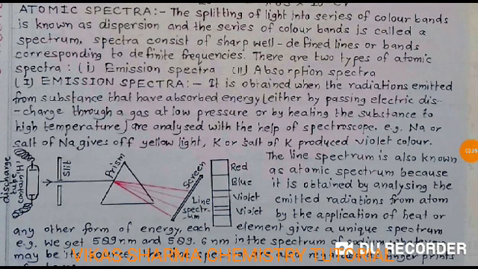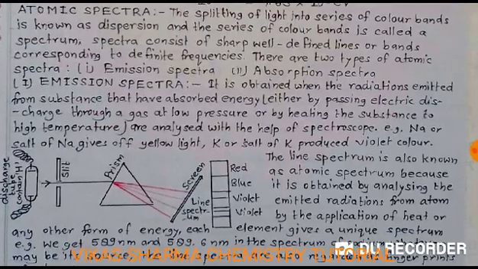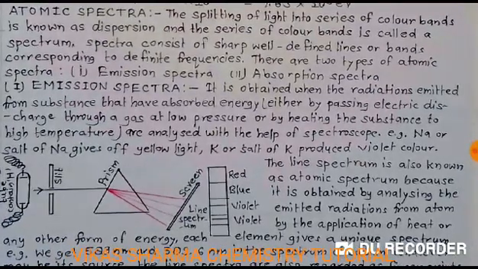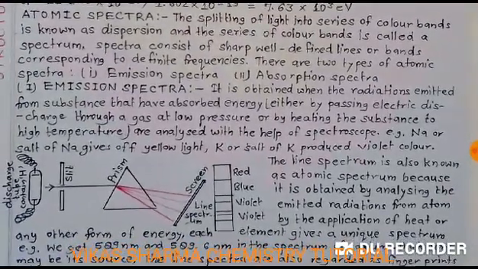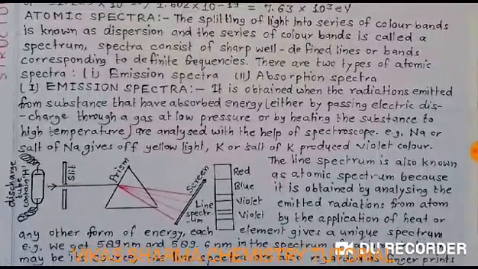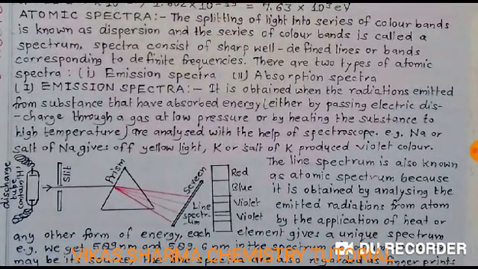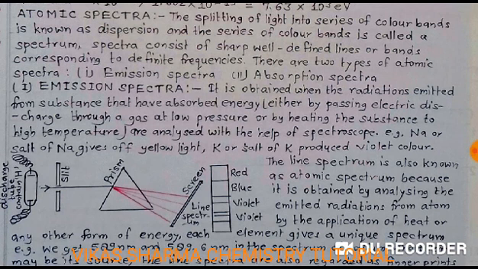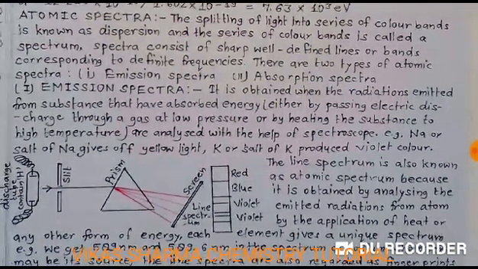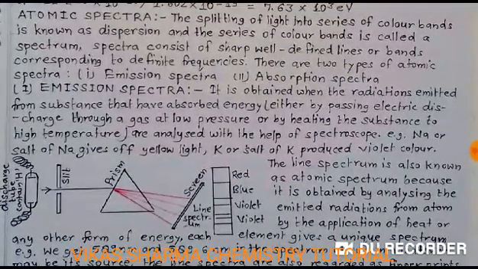The splitting of light into a series of color bands is known as dispersion, and the series of color bands is called a spectrum. Spectra consist of sharp, well-defined lines or bands corresponding to definite frequencies. There are two types of atomic spectra. First one, emission spectra, and second one, absorption spectra. So student, first one, emission spectra.